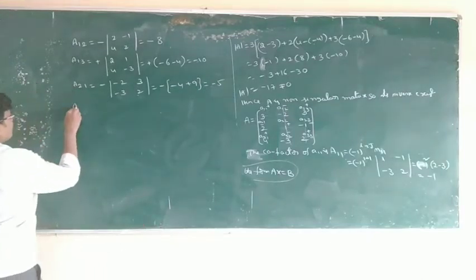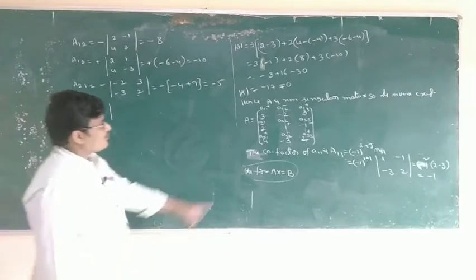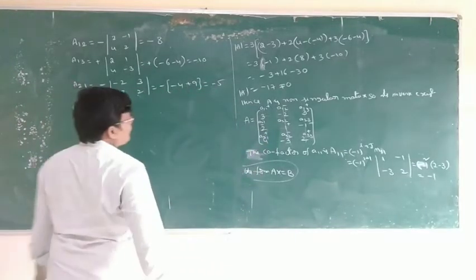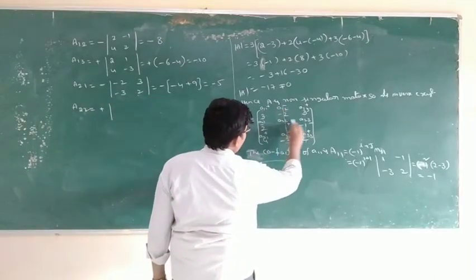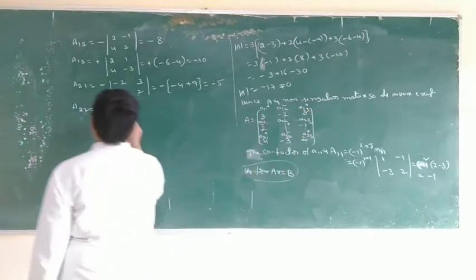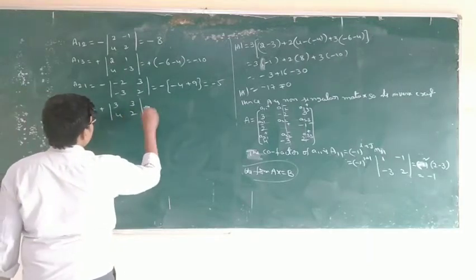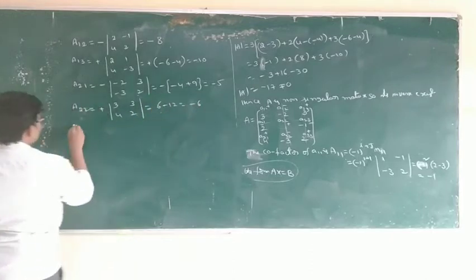So next to A21, A22: the position is plus, with the corresponding column and row deleted, remaining 3 3, 4 2. So that is equal to 3 into 2, 6 minus 12, that is equal to minus 6.